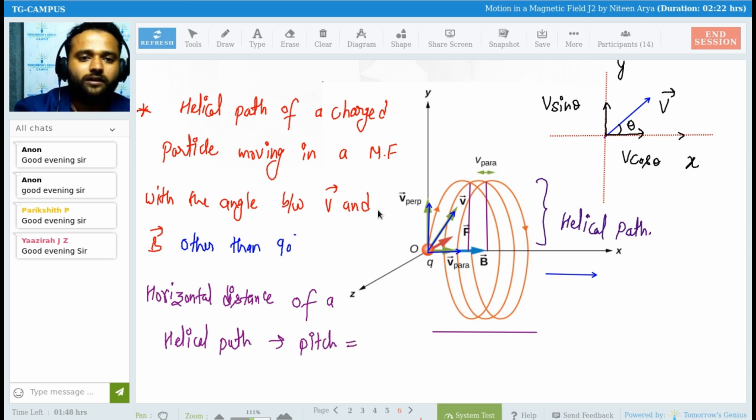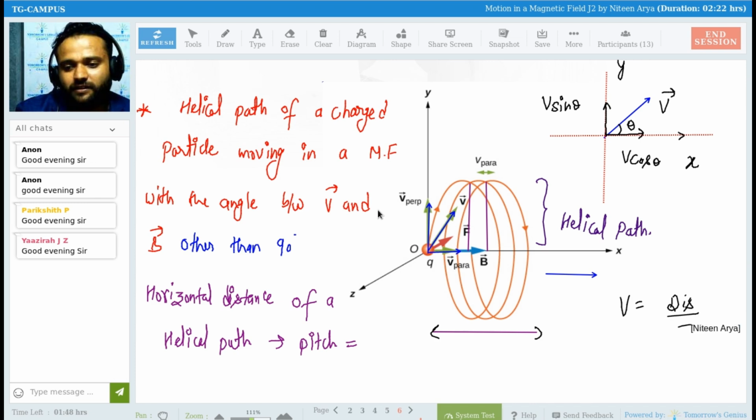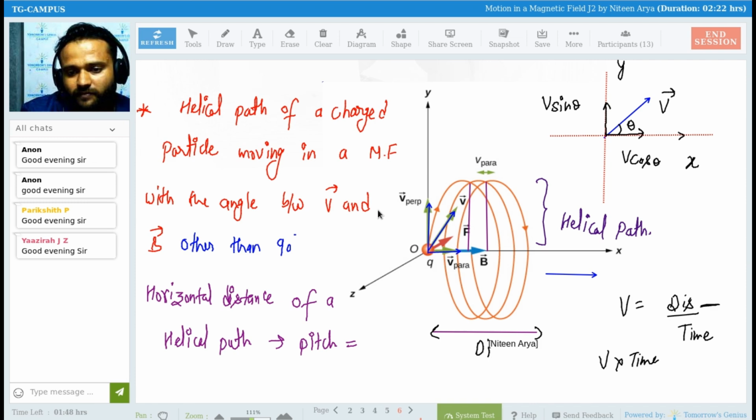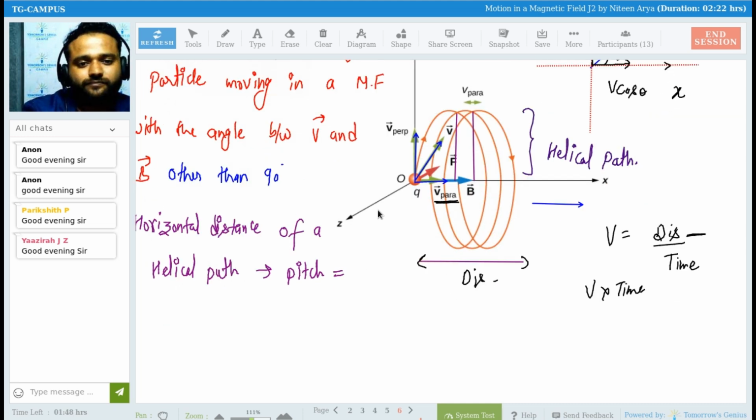How can you find this horizontal distance? Simply by time. Velocity is displacement upon time, very simple. So how can you find this displacement? Velocity into time. So this distance is nothing but V parallel into time period capital T. Clear? Because in this direction I have only the parallel component of velocity. So the pitch is V parallel, which is V cos theta, into time period T.